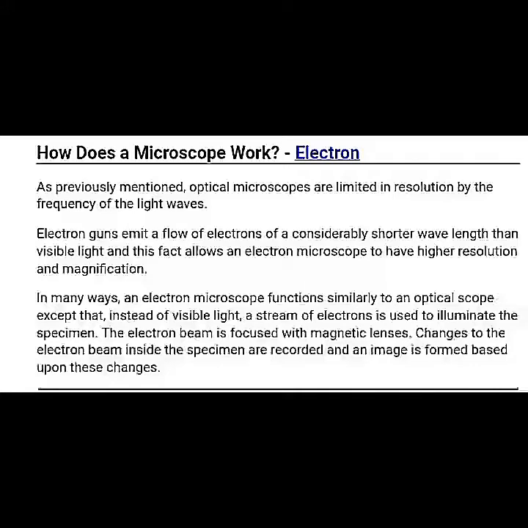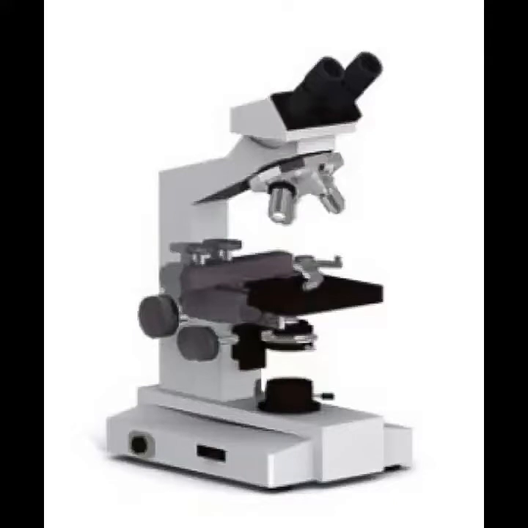Whether simple, compound or electron microscope, the same rules of physics determine the answer to the question, how does a microscope work? Electromagnetic waves in the form of light or electrons are focused onto the specimen to allow its details to be observed. Magnification, resolution, and contrast have to work together to achieve the best possible image.